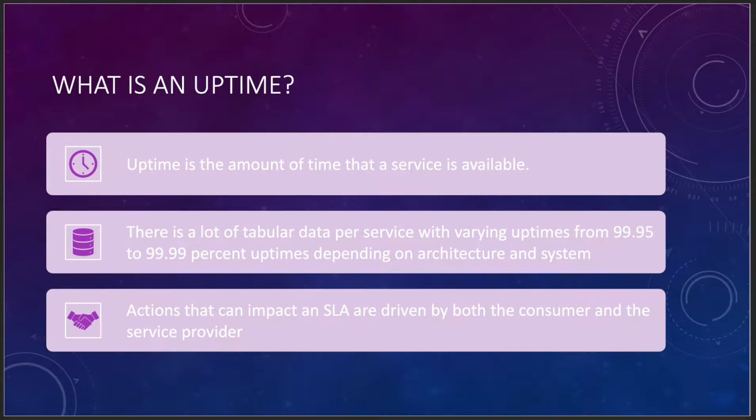And when you go to the Microsoft website, you're just going to see this absolute plethora of tabular data. But the big core here is that you're going to see varying uptimes from anywhere from 99.95 to 99.99%. And a lot of that is depending on the architecture and the system that you are working with. So a lot of this relies on you and how you built it and what Microsoft actually offers in terms of a service, depending on what your architecture is. And we'll talk about that here in a minute. But there are distinct actions that both you or the service provider can take that will drive the ability to actually meet what the service level is and how that will impact what you're doing.